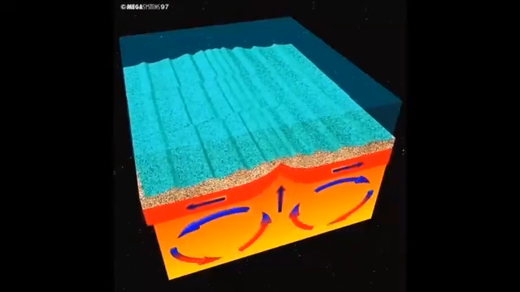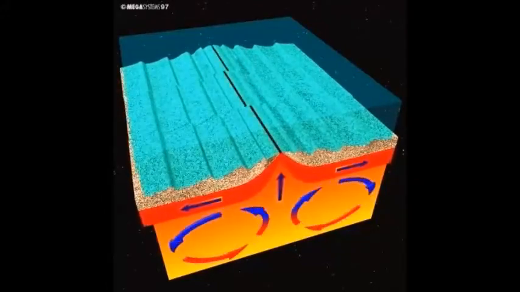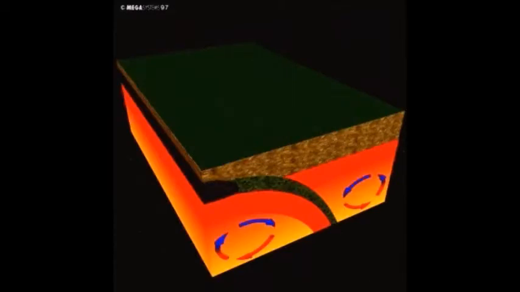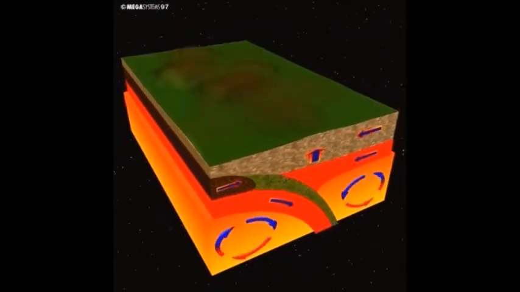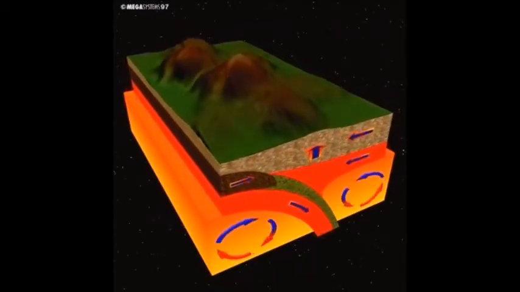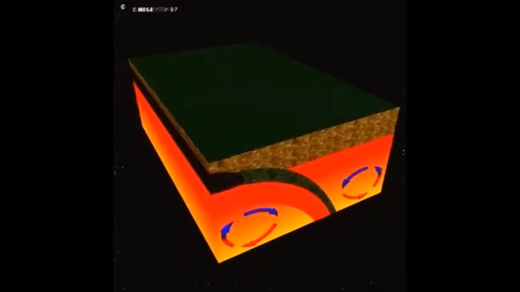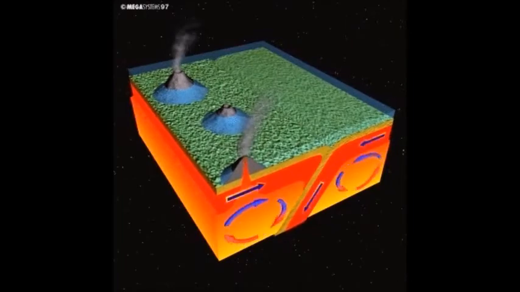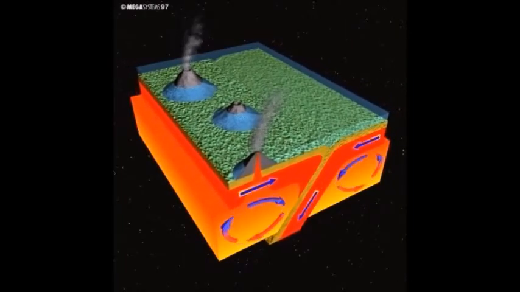Hot material has a lower density and rises, while cold material has a higher density and thus sinks. Where hot material flows upwards and outwards, the plates slide past each other or separate. Where cold material sinks to the bottom, it pulls one of the plates down with it.